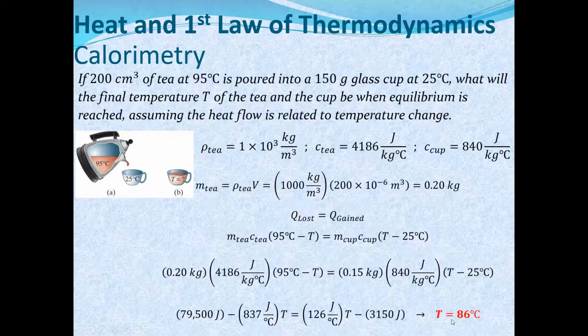So it makes sense that it's going to be significantly closer to the tea than it is to the cup. This is a good thing to keep an eye out for. When you look at some of these questions, try to come up with a rough estimate or a rough guess of what you think the final temperature is going to be, and then see if that makes sense. If you got that the final temperature is something closer to 25, you did something wrong. And it could be because you accidentally made it 25 minus T or something.